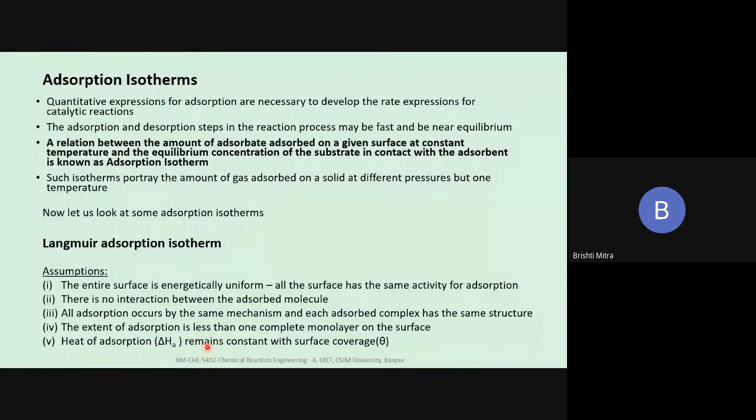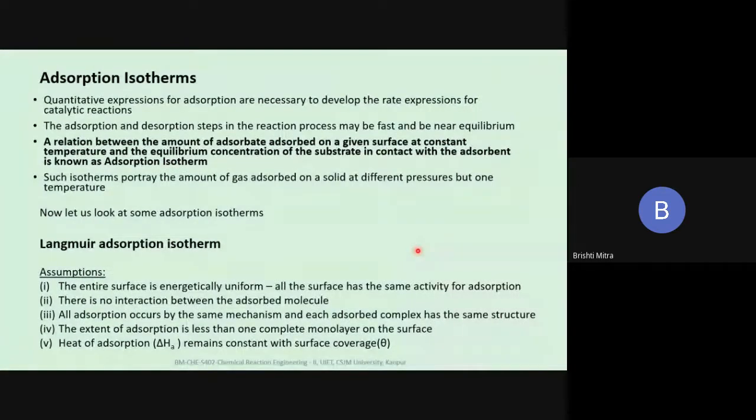Then we went on to talk about adsorption isotherms, and the first isotherm we talked about was the Langmuir adsorption isotherm. In the Langmuir adsorption isotherm, there are certain important assumptions we had made. The entire surface is energetically uniform, that means each site has the same energy or the same amount of unbalanced forces. There is no interaction between the adsorbed molecules. Two molecules adsorbed on two different sites do not interact with each other. The mechanism of adsorption is essentially identical, and each adsorbed complex has the same structure.